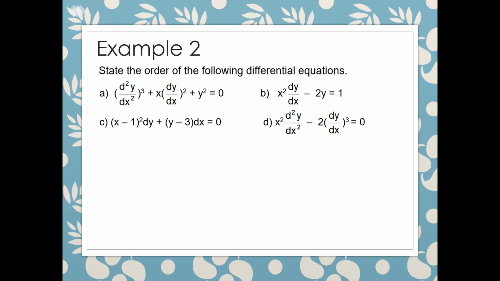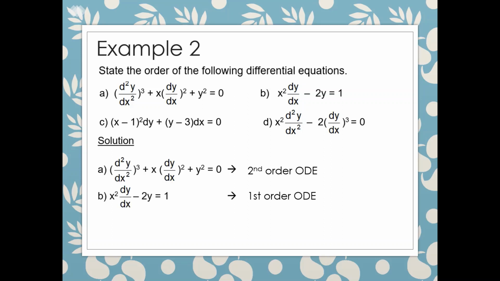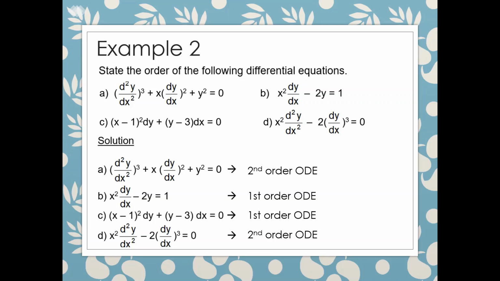Let's proceed with example 2. You need to state the order of the following differential equations. A is referred to as second order ODE because the highest order derivative is d square y over dx square. B is referred to as first order ODE because the highest order derivative is dy over dx. As for C, when you rearrange the equation, you will notice that this is first order ODE because the highest order derivative is dy over dx.